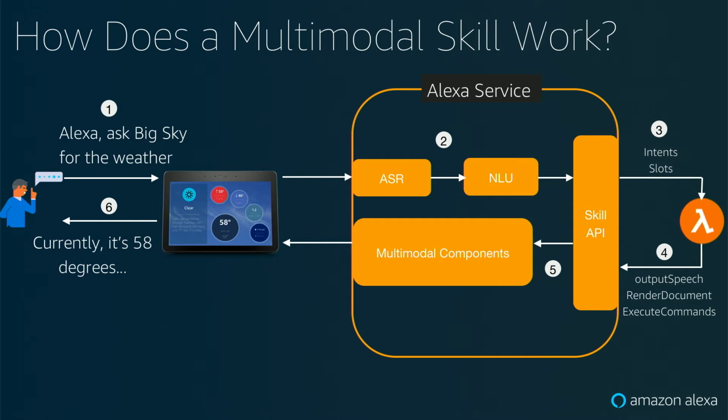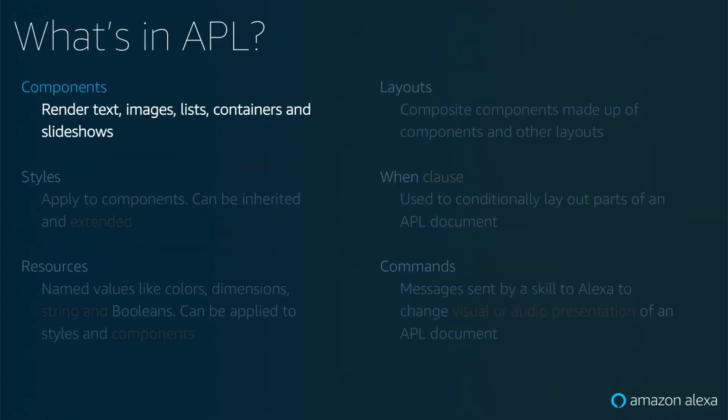And those get sent down to the multimodal components in the Alexa service, and then eventually to the device. So part of what we do in the multimodal components is we turn the speech text that the skill supplied into speech, into audio. And that gets played back, and the UI gets rendered, and magic happens. So that's how a skill works. Don't worry, we'll look at some code in a little bit.